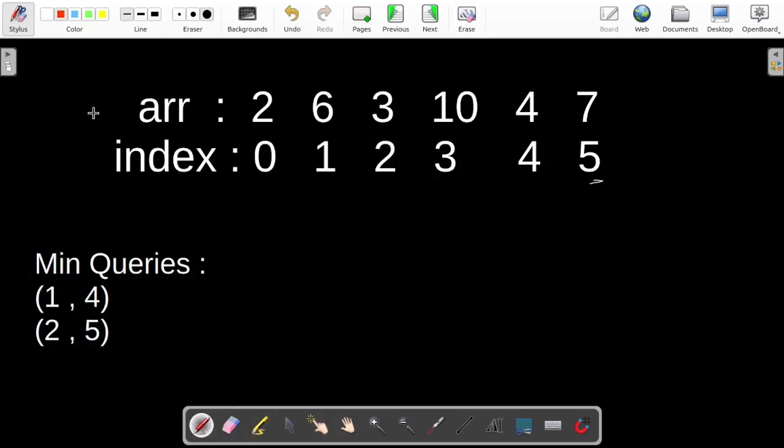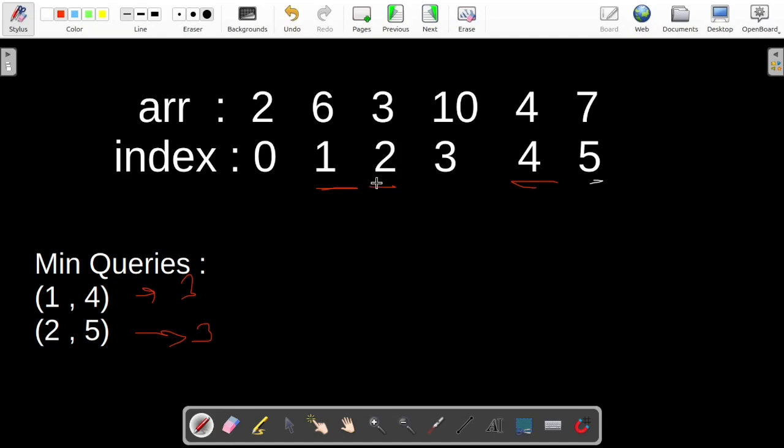Okay, let's say we have this array, and on this array I ask you to answer the range minimum queries. Let's say I want the range minimum from index 1 to index 4. In this case, you simply iterate from index 1 to index 4 to find the minimum. So for this query, your answer will be 3. Similarly, for 2 to 5, you need to iterate from index 2 to index 5 and your range minimum will be again 3.